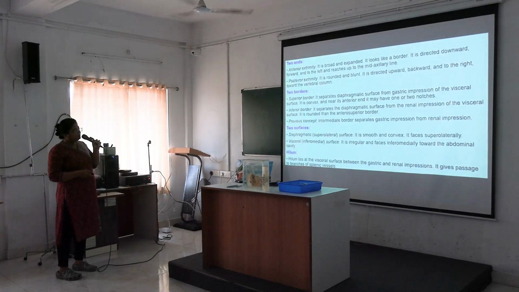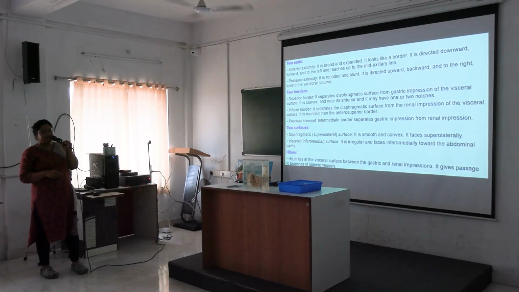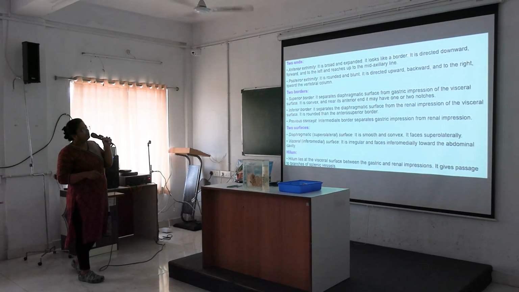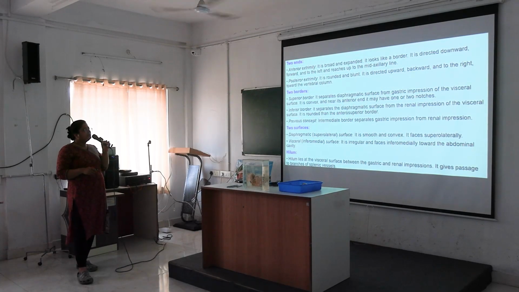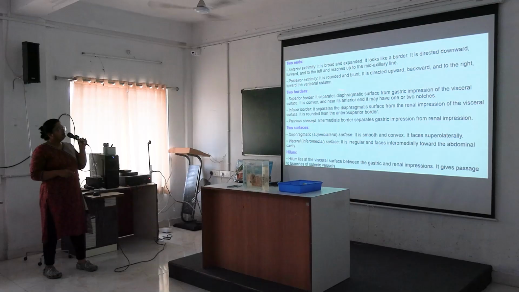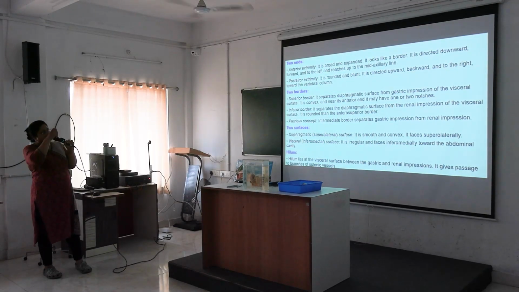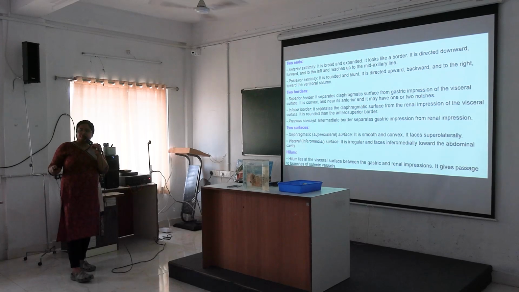Others are almost the same. Okay, so the anterior extremity is broad and expanded, looks like a border, and it is directed downward, forward and to the left and reaches up to the mid-axillary line. The posterior extremity is rounded and blunt and directed upward, backward and to the right towards the vertebral column.